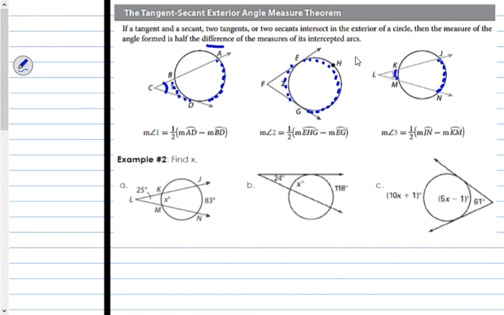Okay, so the first example is an example of a secant and a tangent. Here's my secant, here's my tangent. Example number 2 is a tangent and a tangent. It's not going through the circle, it's intersecting at one point. And example 3 is a secant and a secant. So we will do one together and we will do the rest in class together. So let me scroll this down.